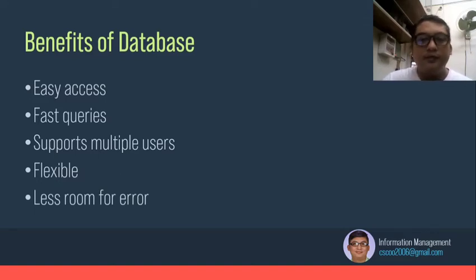So that's the one benefit of using a database system, because they get information that is important to them at a certain point in time. Okay. And number five, less room for error. As you can see, in a file system, we can really imagine the difficulty of managing files. You can only imagine what will happen to a file that is stored in a cabinet. So we cannot control them.